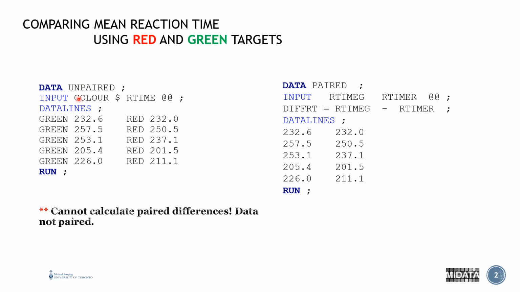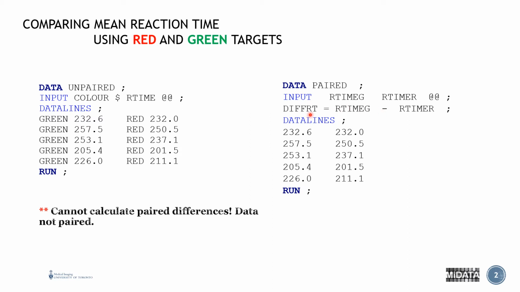One is the unpaired data set. This is the data statement in SAS to name the data set, the input for defining the variables, color and reaction time. Here is your data. In the paired data set, we have the same thing.